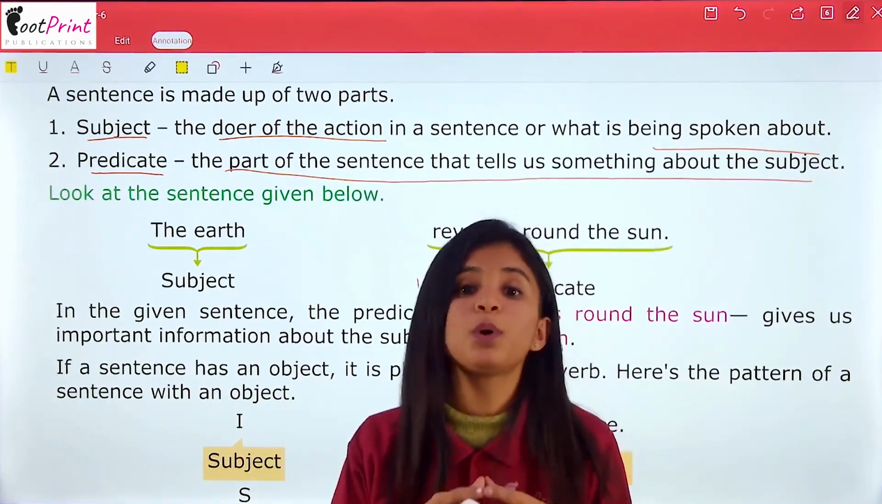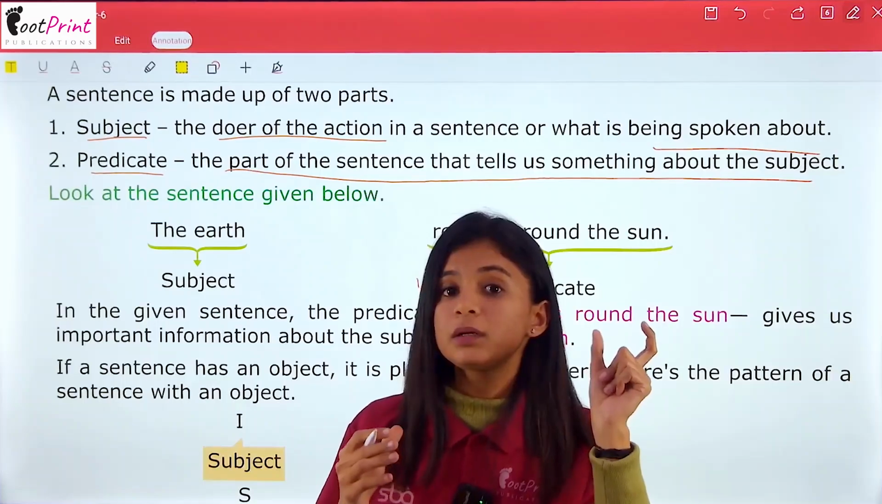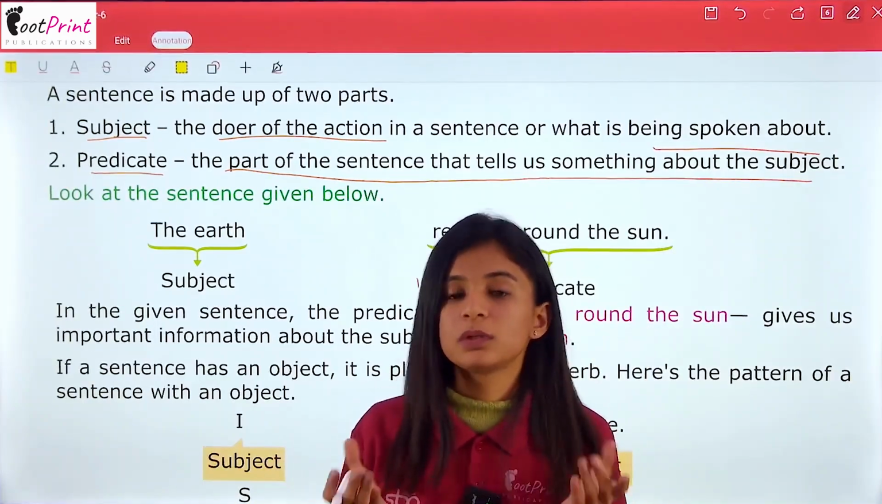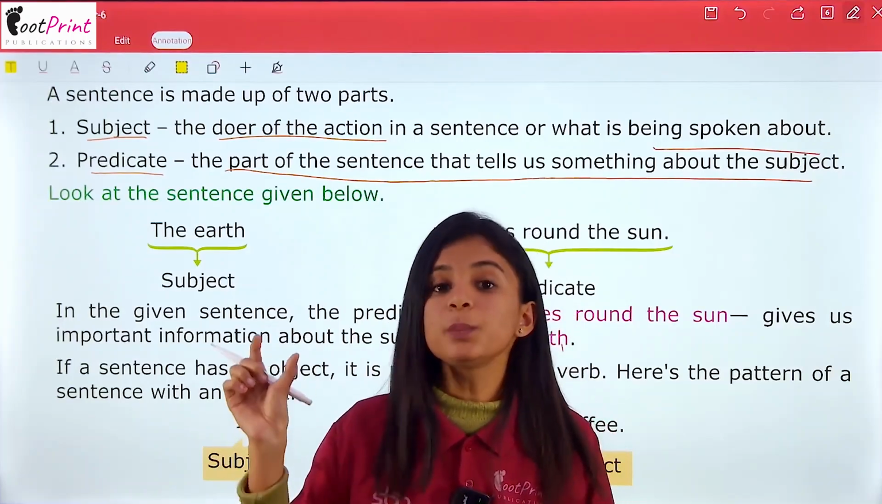Like I've told you, the book is on the table. Here subject is the book. But what are we going to know about the book? The book is on the table. So on the table will be the predicate.